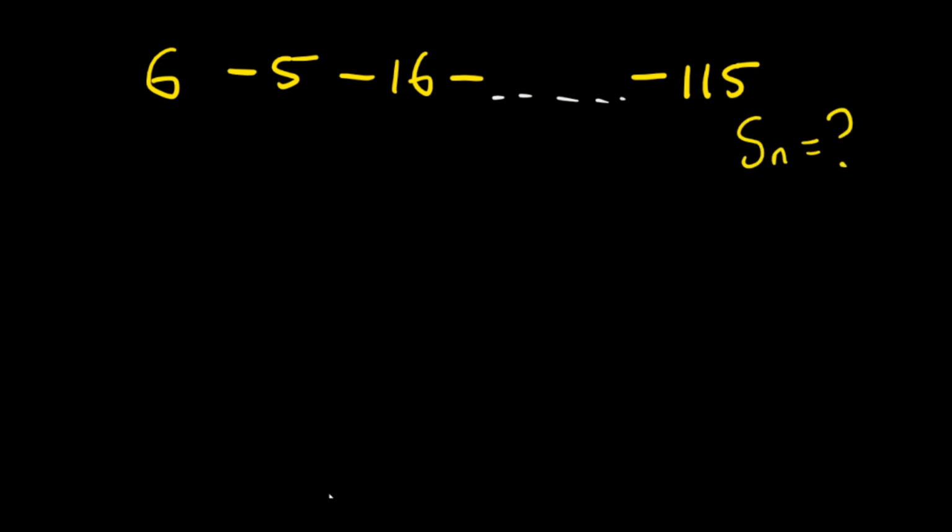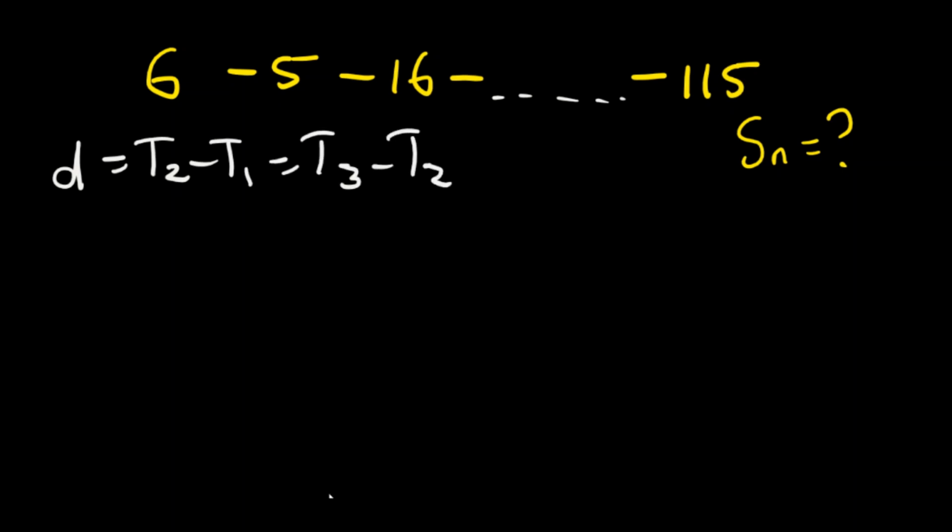of this series here. We don't know whether it's an arithmetic series or a geometric series. So that's the first step that we need to do. We need to identify which series this one is. To do that, let's first test for the arithmetic series. For us to do that, we know that d is equal to term number 2 minus term number 1, which is equal to term number 3 minus term number 2, right?